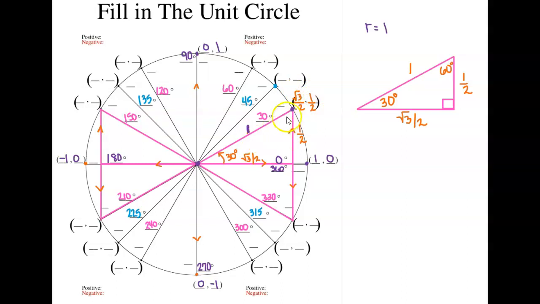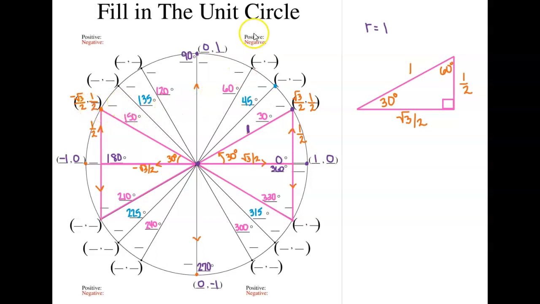So this coordinate is going to be (√3/2, 1/2). Now we can easily take this triangle and reflect it over the y-axis, which is going to lead us to this coordinate right here. What would be the coordinate for this rotation? Well, this is still 30 degrees here. So this time we are going √3/2 to the left, and we're still going up a half. So this will be (-√3/2, 1/2).